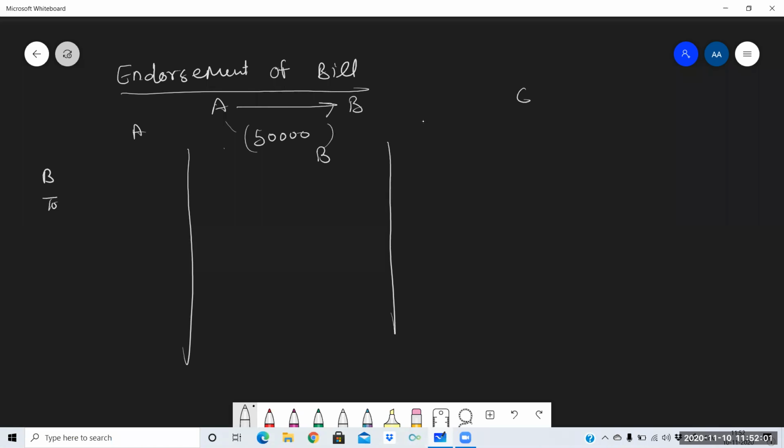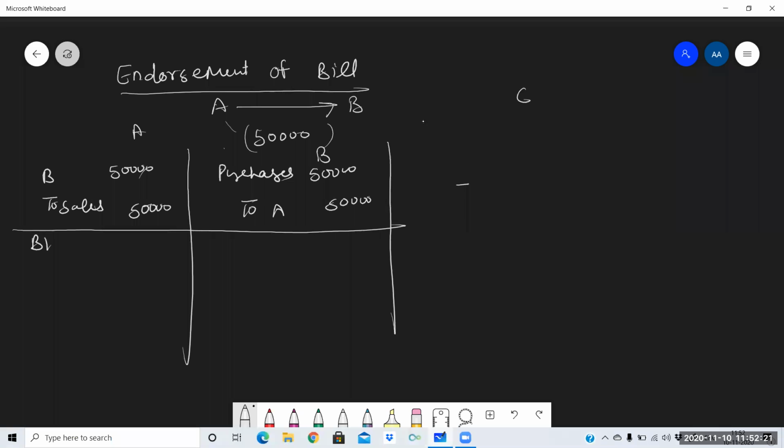So B to sale 50,000. Then further, purchases are made. Purchases to A 50,000. Okay. Further, the bill was accepted. So the same entry for bill acceptance. As I told you, these two entries will be there in every treatment, in every question: credit sale and then acceptance of the bill. So with the same amount, the bill will be accepted, 50,000. And here the BP will be accepted, A to BP, and the amount will remain the same, 50,000.